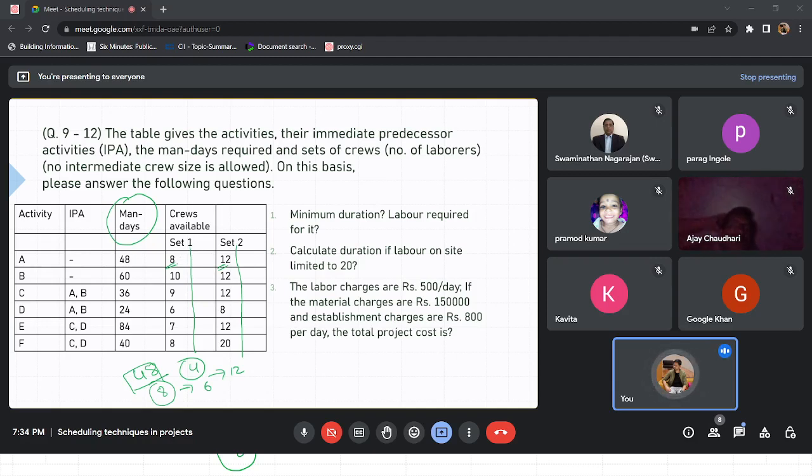If you have set 1 with 8 workers, you can complete activity A in 6 days. But if you have set 2 of 12 workers, you can complete it in 4 days. Right? Is this point quite clear, of sets and man days? If so, we'll move on with this.